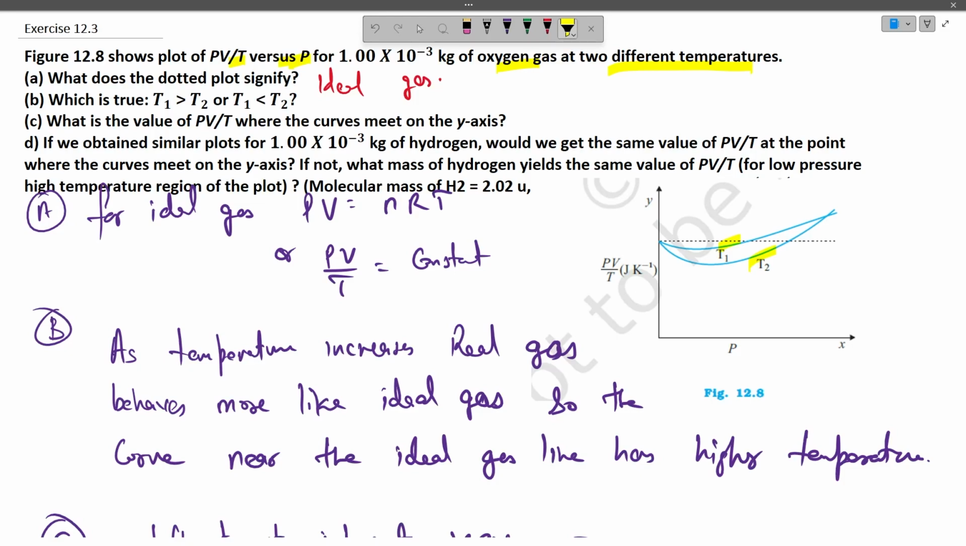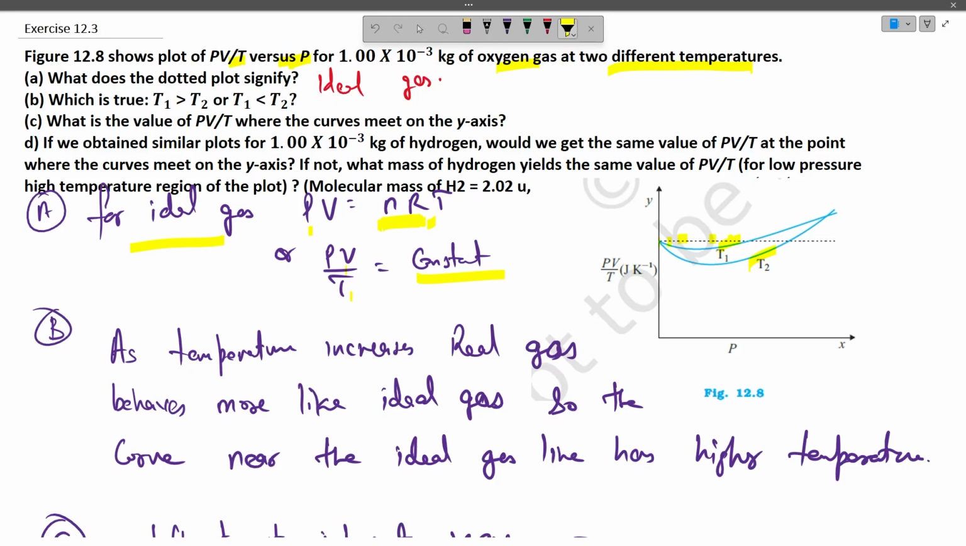So here a PV by T versus P graph is given. We see that PV by T is constant in this dotted line. As per the ideal gas equation, PV equals nRT, or PV by T equals nR, which is constant. So this straight line parallel to the x-axis is going to depict the ideal gas.